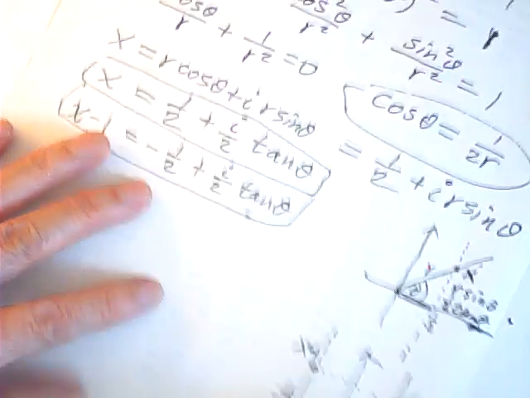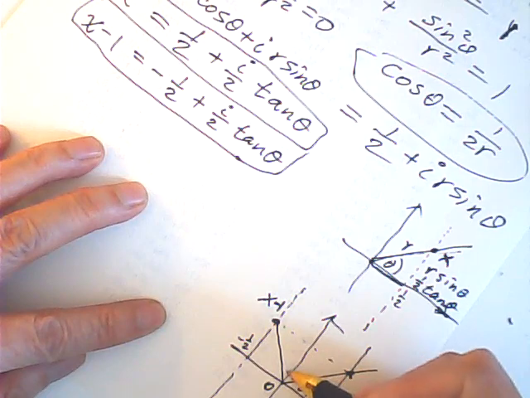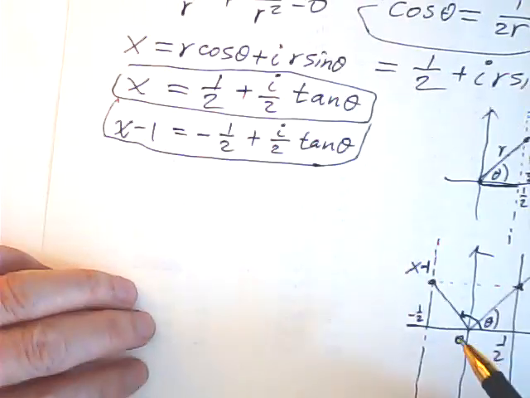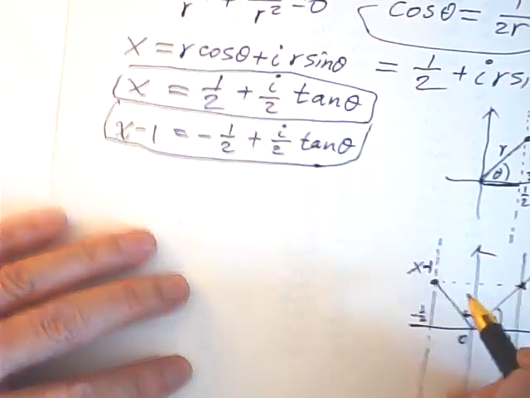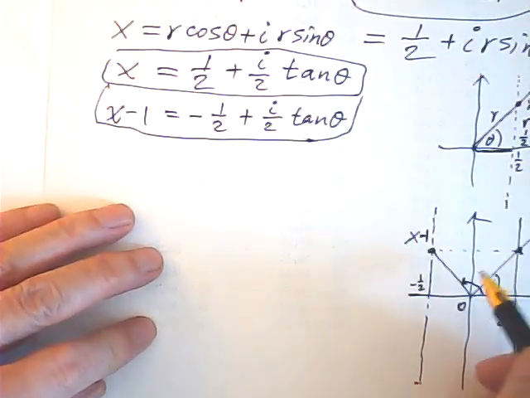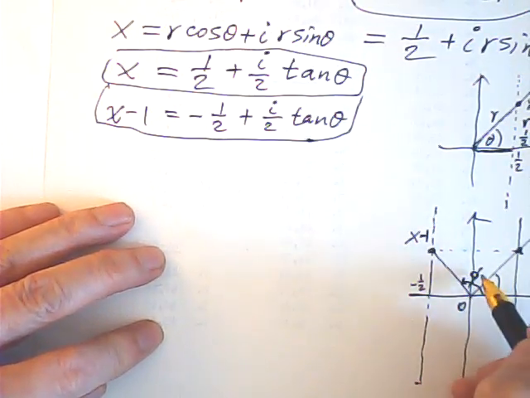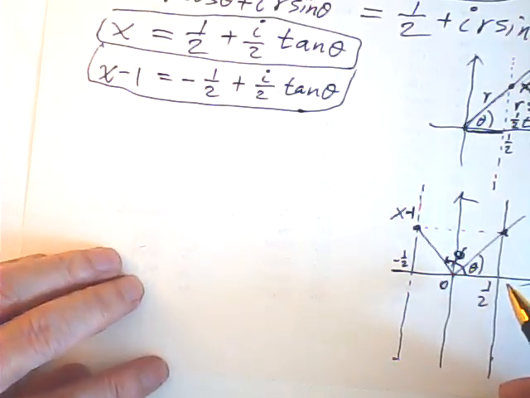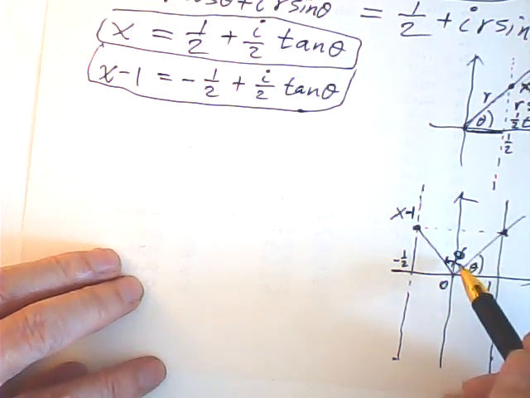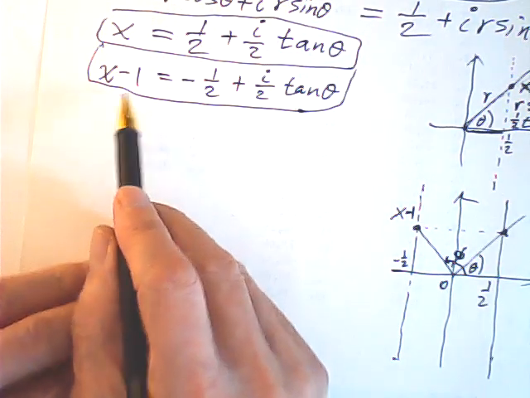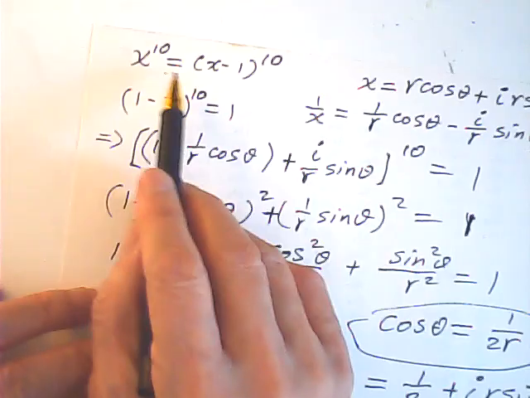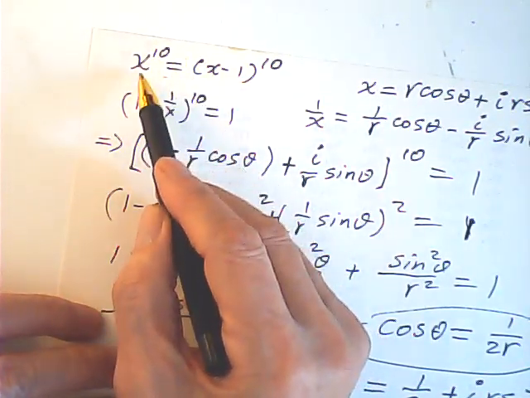The argument of x is this, right? The argument of x minus 1 is this. Suppose this is phi, and this is theta. Phi is the argument of this complex number, and theta is the argument of this complex number. Based on this equation, 10 times this argument is equal to 10 times that argument.